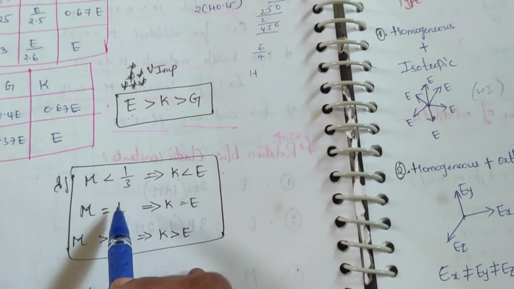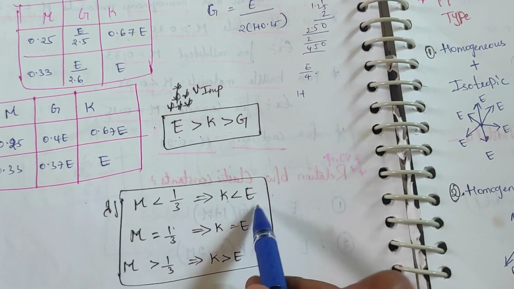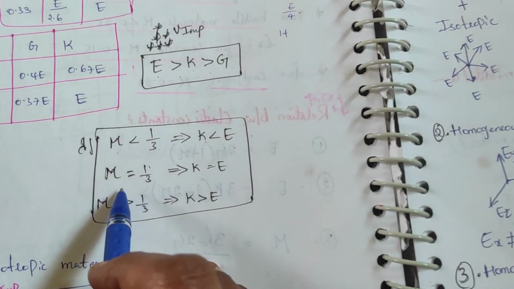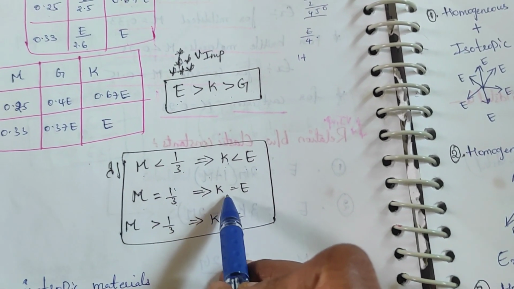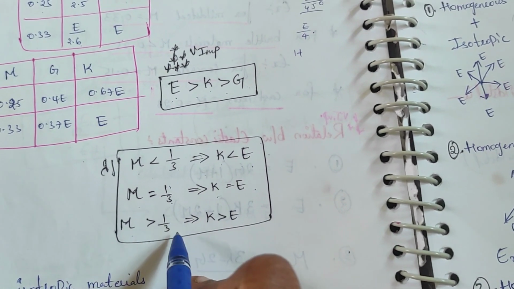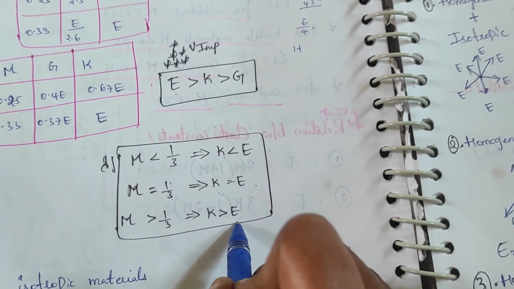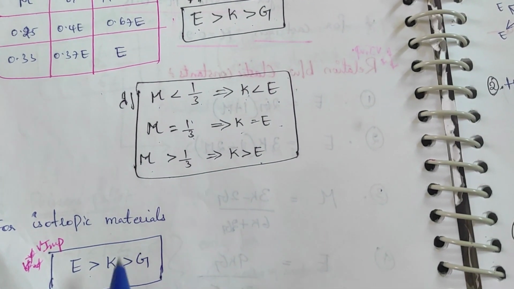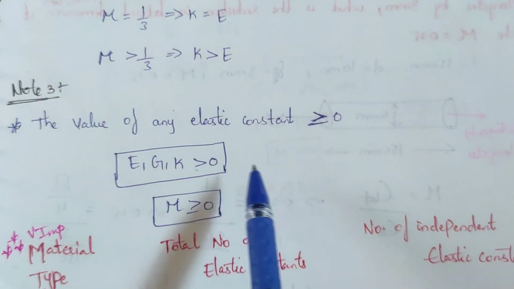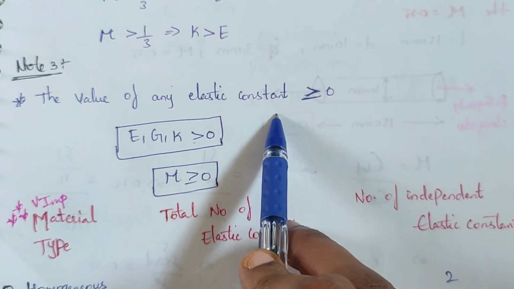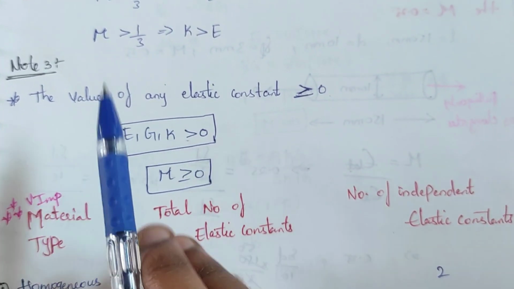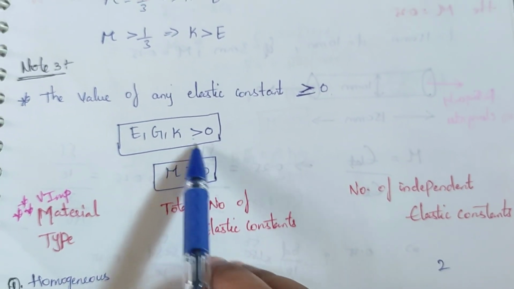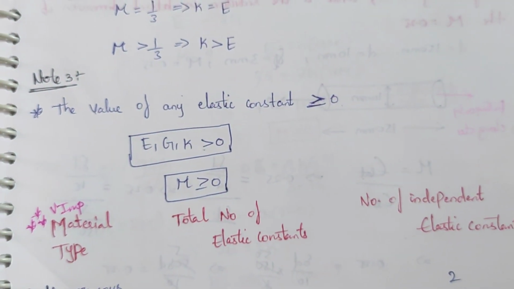If mu is less than 1 by 3, then K is less than E. Poisson's ratio less than 1 by 3, then bulk modulus is less than Young's modulus. If mu is 1 by 3, then K equals E. If mu is greater than 1 by 3, then bulk modulus is greater than E. For isotropic materials, this is E greater than K greater than G. Understand? And next one, the value of any elastic constant is greater than or equals to 0. If E, G, K are greater than 0, then mu is greater than or equals to 0.